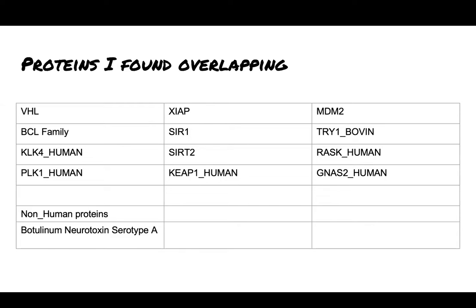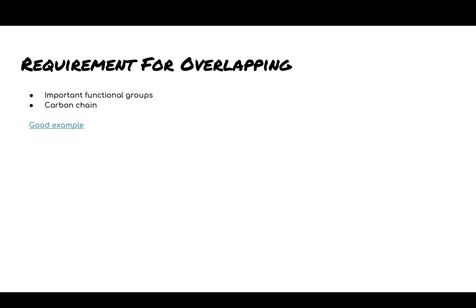Here comes one question. I don't know the standard of overlapping. To what extent can we call it overlapping? So I included all of them at first, both those that overlap very well and those that only overlap at one or two atoms. But after trying all the proteins, the result shows that the requirement for overlapping should be constrained to overlapping at the important functional groups and the carbon chain.